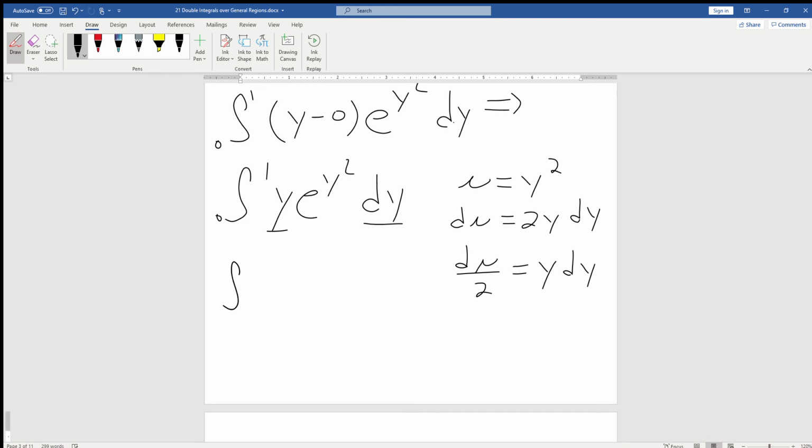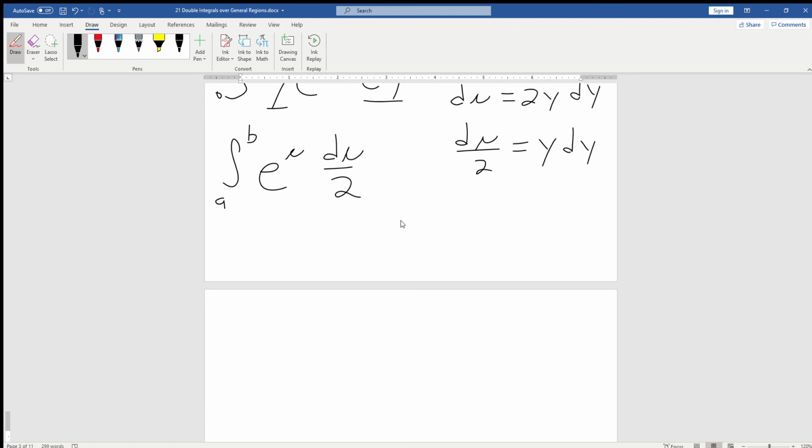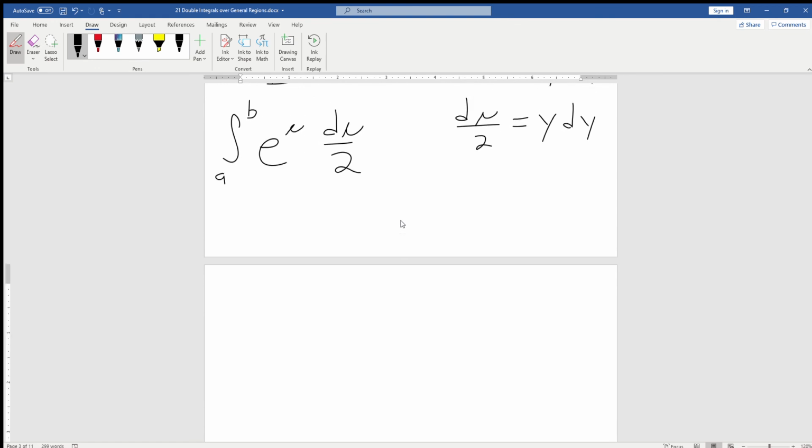We now get the integral from a to b. I want you to notice the bounds have changed because we're going into a different variable. We're not in terms of y anymore, we're in terms of u. Instead of y squared, we're going to substitute u. Instead of y dy, we're going to substitute du over 2. And at this point, it becomes a very trivial integral. We're going to get 1/2 e to the u from a to b, since the antiderivative of e to the u is e to the u.